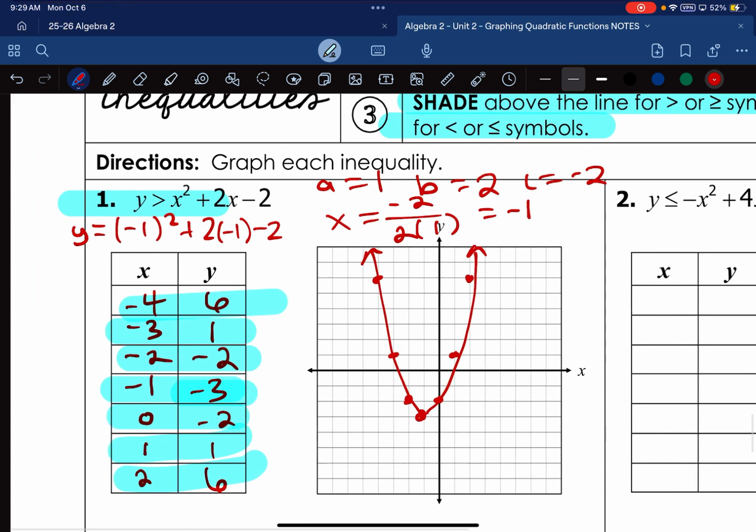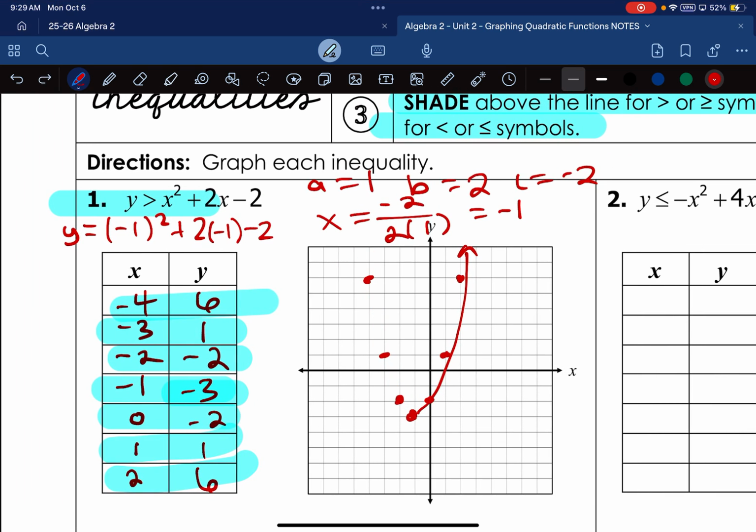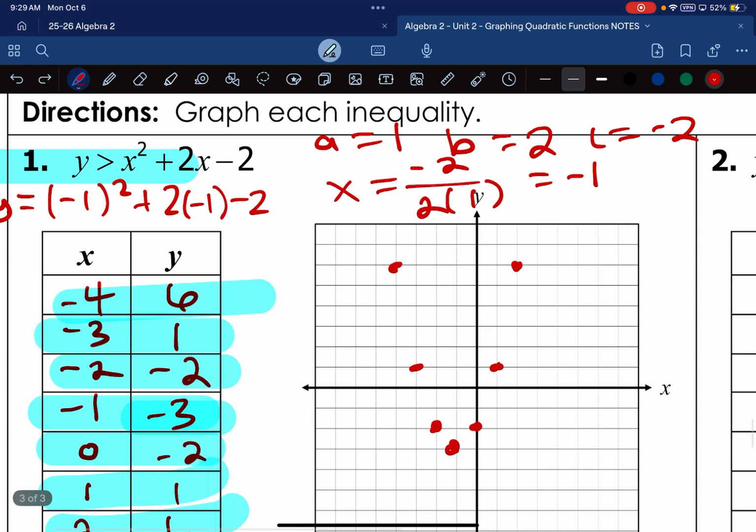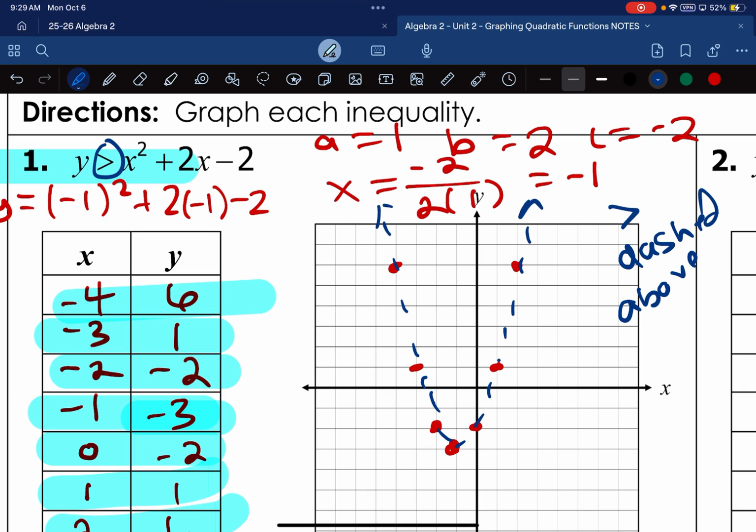Now, before we draw the line, we have to think about whether it's going to be a dashed or a solid line. We have the greater than symbol, so that tells me it's going to be dashed. I can't draw a solid line. I have to draw a dashed line through my dots as best I can. And then we have to shade because it is greater than. We're going to shade above, which means I shade all on the inside of our U shape.